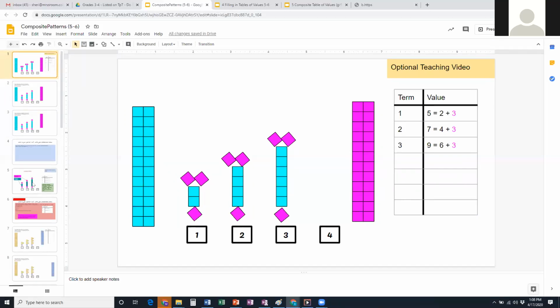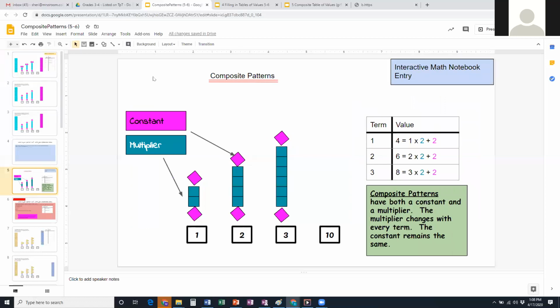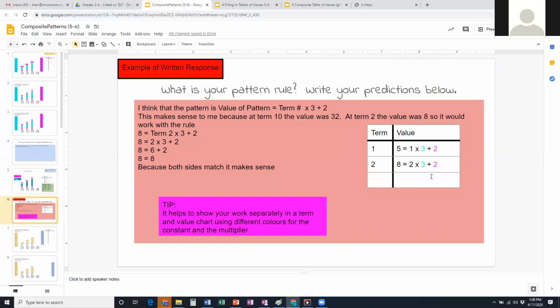The other thing I would encourage is when you get to this section, I want you to add this into your interactive notebooks. When you are adding things to your notebook, this goes on the other side of your other pattern. Please make sure you include your term and value chart when you're making rule predictions from now on. That needs to be included, as well as what your pattern rule is and how.